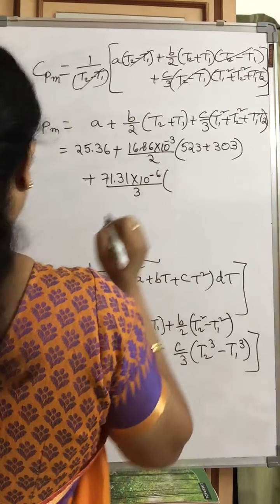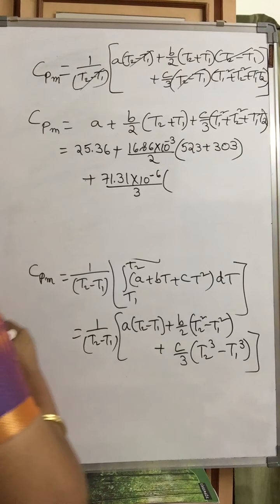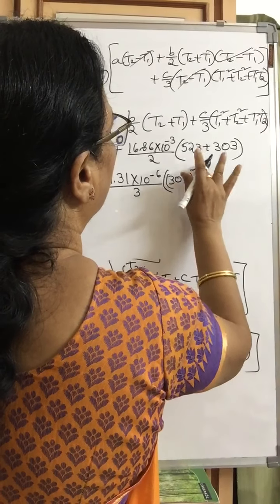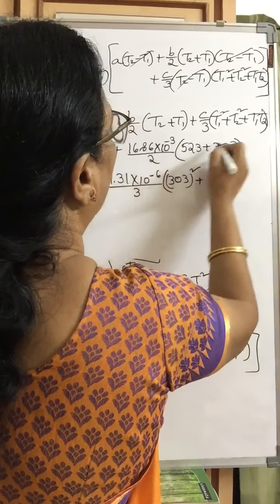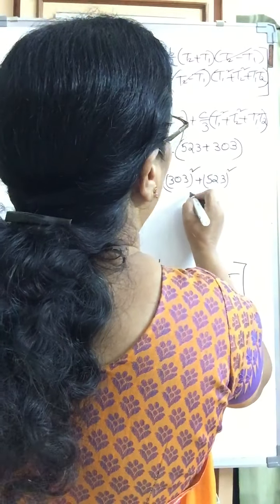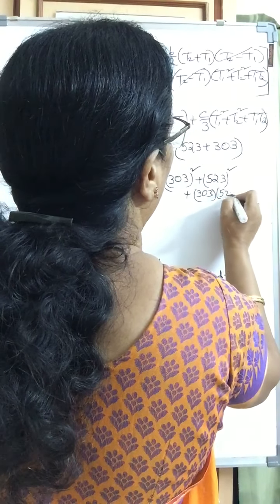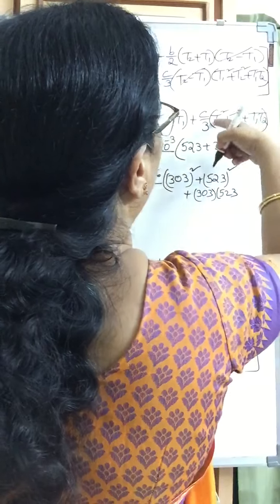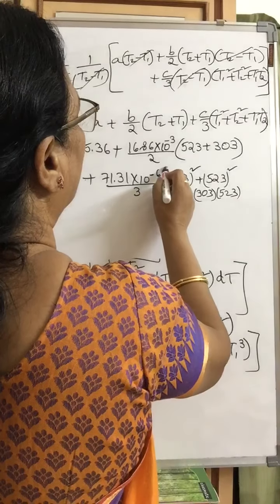C by 3 into T1 square plus T2 square, that is T1 is 303 square plus T2 is 523 square plus 303 into 523, T1 T2. So this is how to get this.